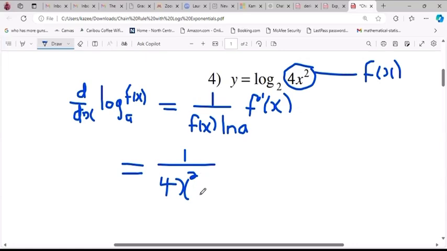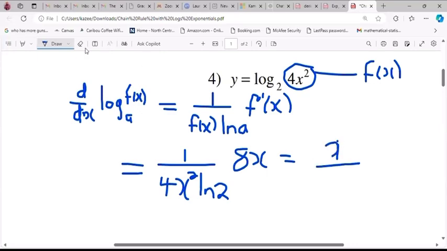Then I'm going to write ln a. My a is 2. Now I need a differentiation. I need to differentiate 4s squared, which is going to be 8x. Now all I need to do is simplify. So s cancels that. Finally I'm going to have 1 divided by 2.